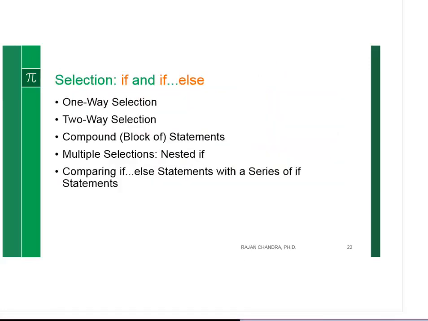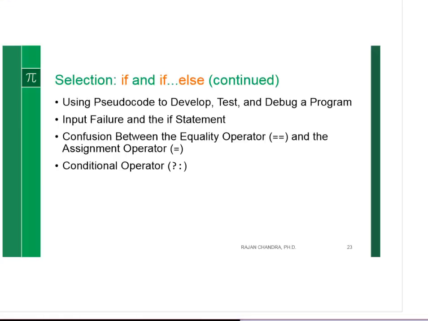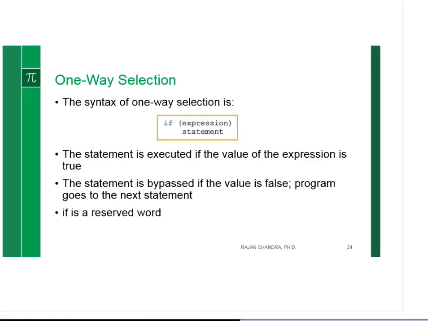And selection, there are 2 kinds. One is one-way selection, second one is two-way selection. The one-way selection syntax is like this: if expression, then we execute the statement. Which means if the expression is true, we execute this statement. Otherwise, the statement execution is bypassed.